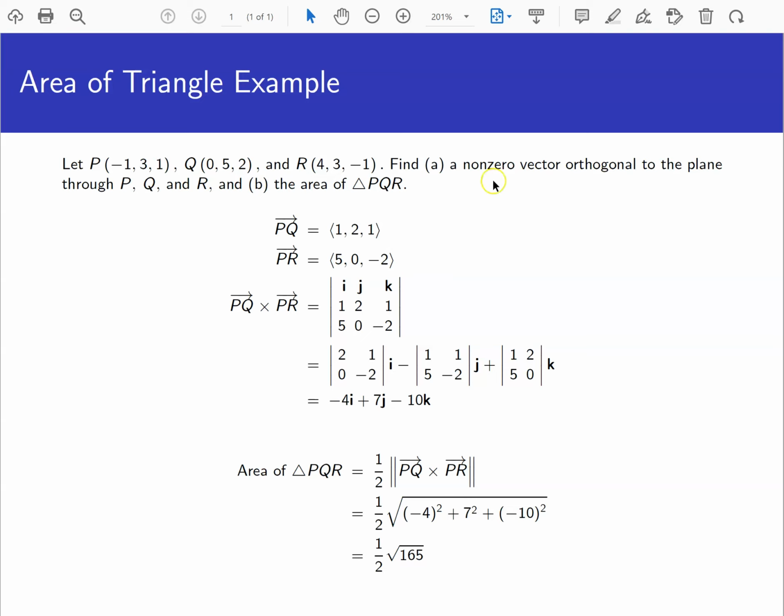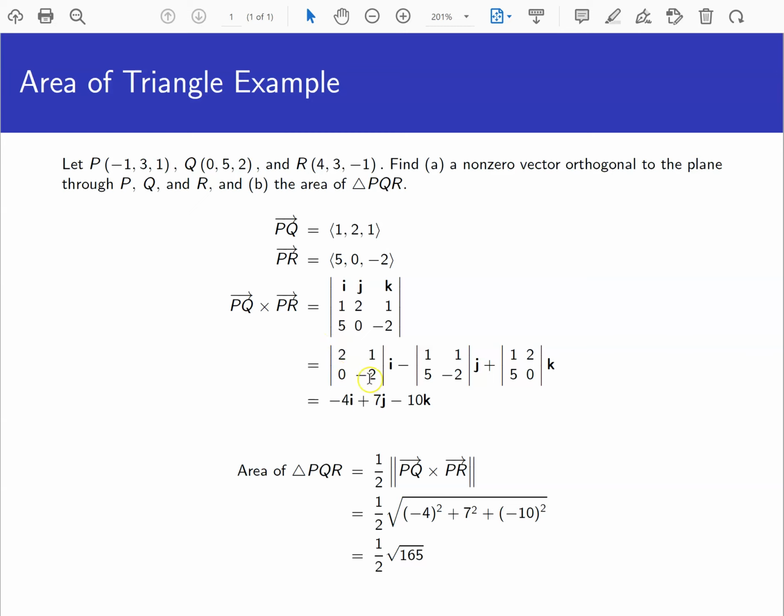If we want a non-zero vector orthogonal to the plane, we really mean a non-zero vector orthogonal to these two vectors. So we'll take their cross product. When we take the cross product, eliminate the row with i and the column with i in it, we're left with the determinant of 2, 1, 0, -2. Multiply that by the i. Do the same thing for j. We're left with the determinant 1, 1, 5, -2. Remember, we have to do the opposite for the one for j. For k, we've got the determinant for 1, 2, 5, 0.